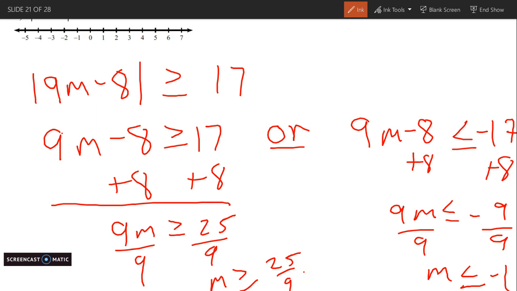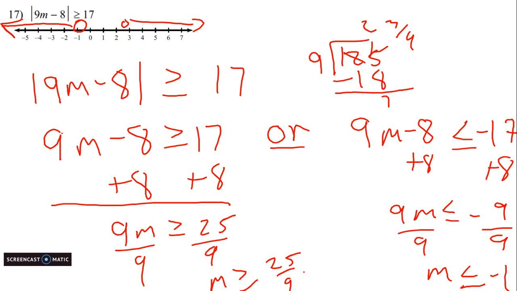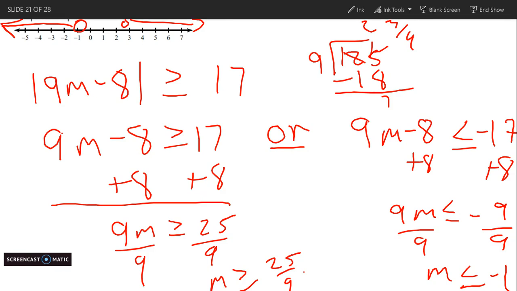So we want things that are less than negative 1 or 25 divided by 9. 9 times 3 is 27, so 9 times 2 is 18. 25 minus 18 is 7, so 2 and 7/9. So we're going to be almost 3. That'll work. So those are both solutions. Anything that's more than or equal to 25 over 9, so we should fill in that circle. And then less than or equal to negative 1, so we should fill in that circle. But anything that is more than or equal to 25 over 9 or less than or equal to negative 1 is going to make it true, and you can try a few of those on your own if you want.